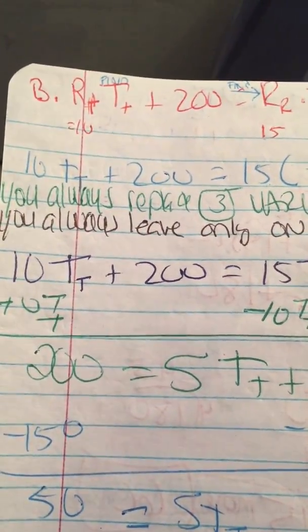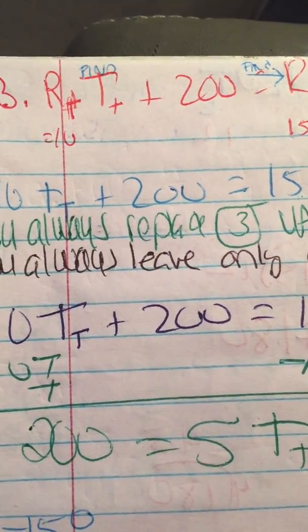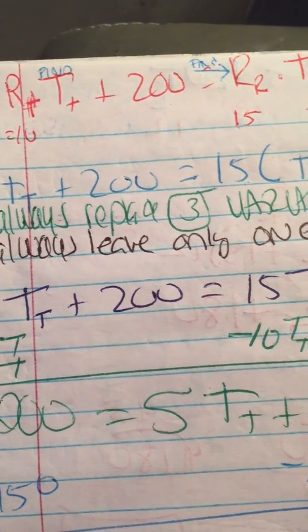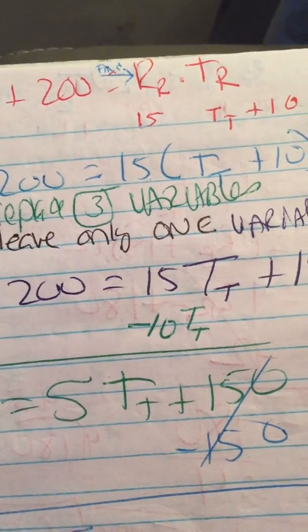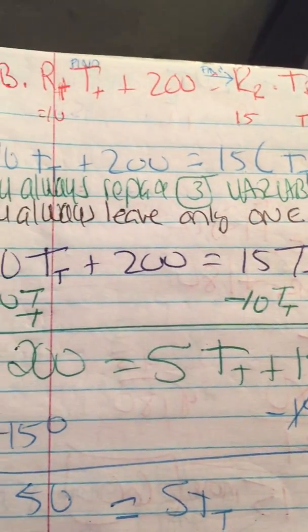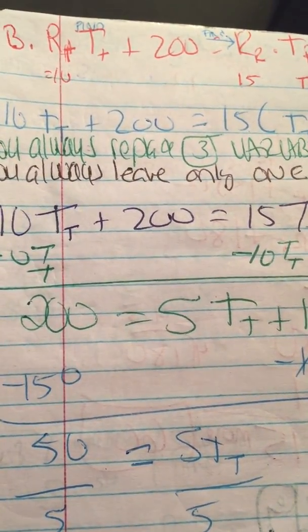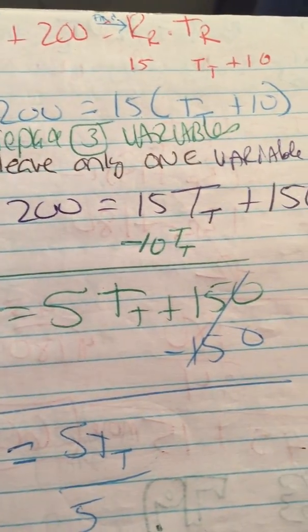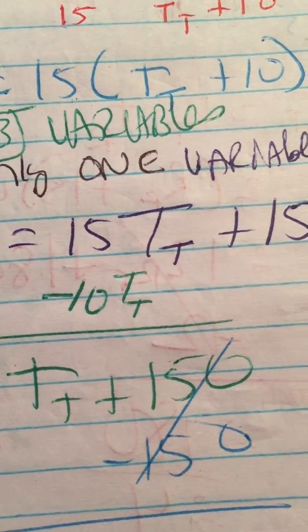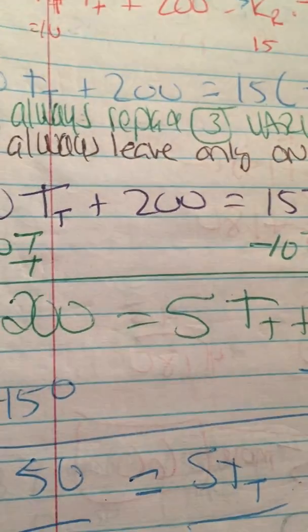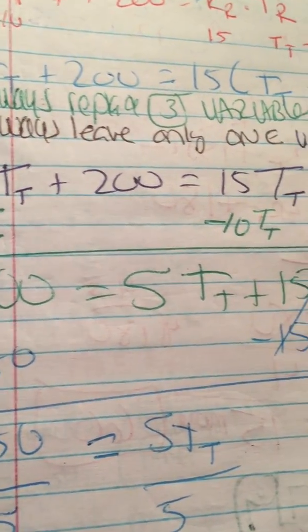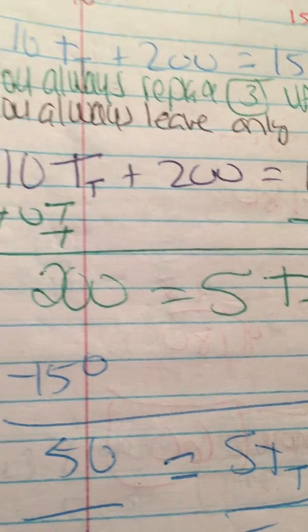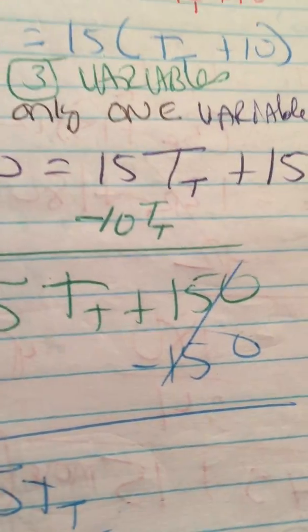Same with letter B in practice. We're going to find TT. We're going to find RR. 10 TT plus 200 equals 15 times TT plus 10. You always replace variables. You always leave only 1 variable. You know you're done when you have only 1 variable left.